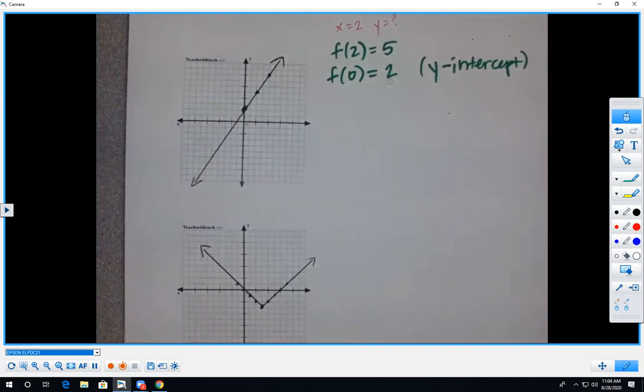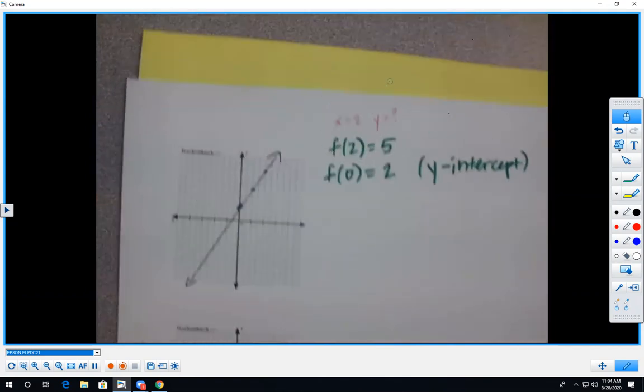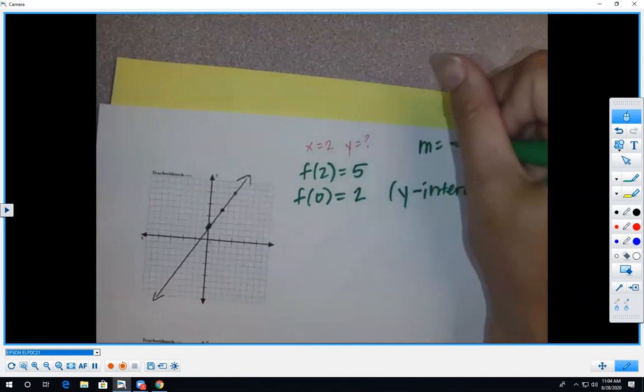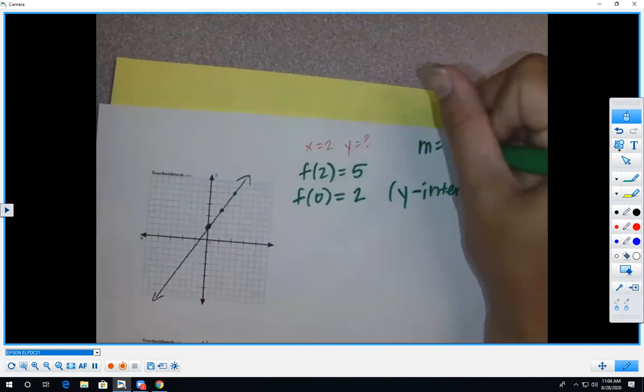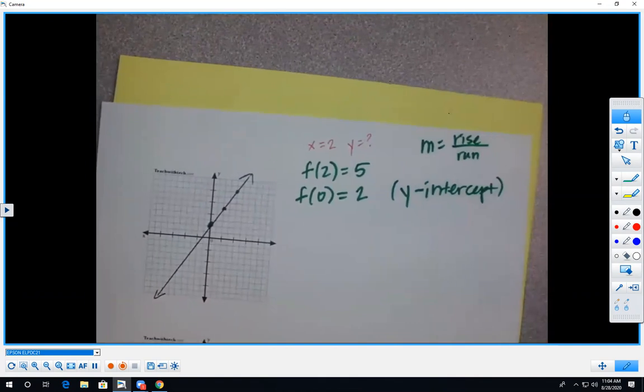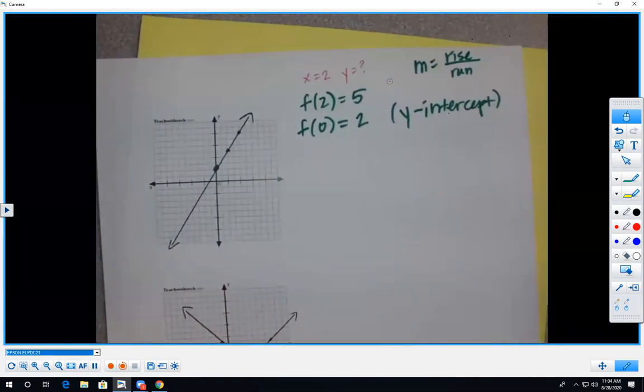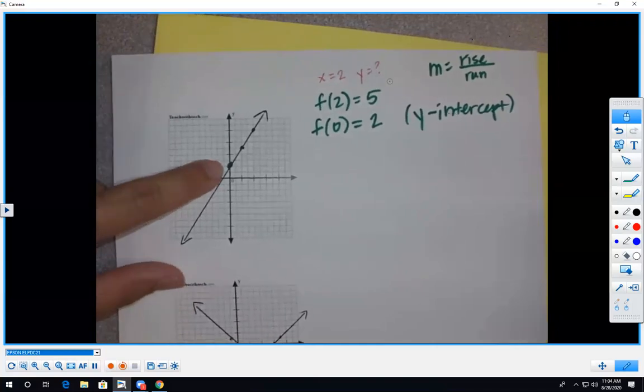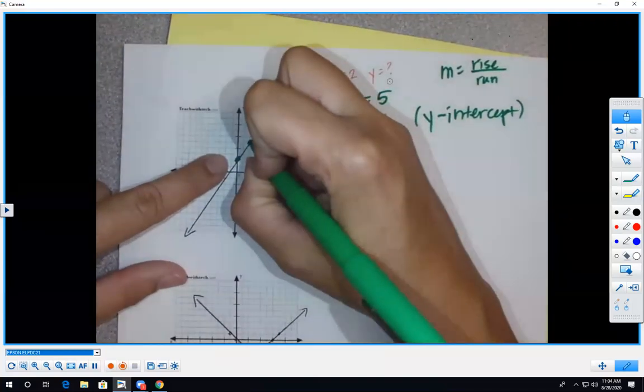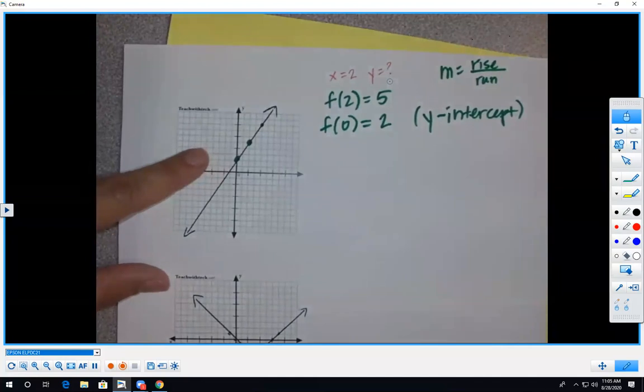Okay, so the next thing we're going to do here, let's go and talk about the slope of that line. We talked about slope a little bit last time. Slope, remember, is rise over run. We talked about how to find slope from an equation. Today we're actually going to talk about how to find slope from 2 ordered pairs. But in this case, I can find slope here because I can pick 2 points and count how much I have to go up and how much I have to go over to get to the next point.